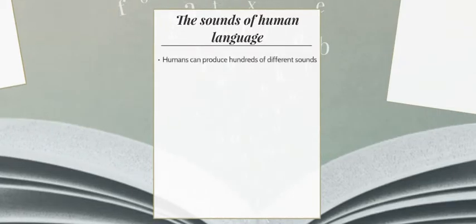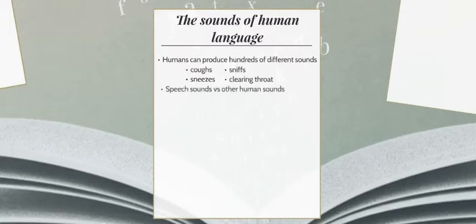Human beings can produce hundreds of different sounds, and these sounds include coughs, sneezes, sniffs, and clearing of throats. And we learned that not all of these sounds are suitable to be used for speech. So, if that's the case, that we can make all these sounds, then we have to ask ourselves, what is the difference between the speech sounds and the other sounds that we can produce?